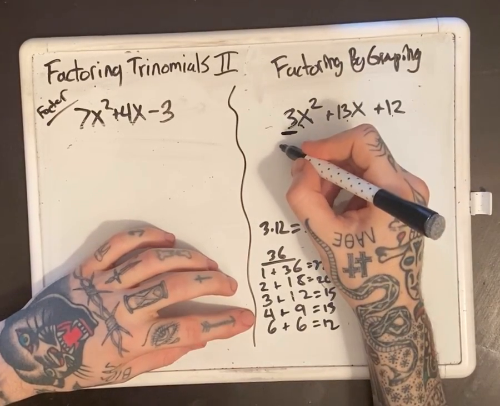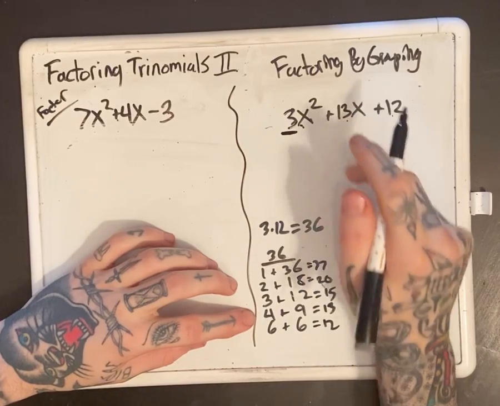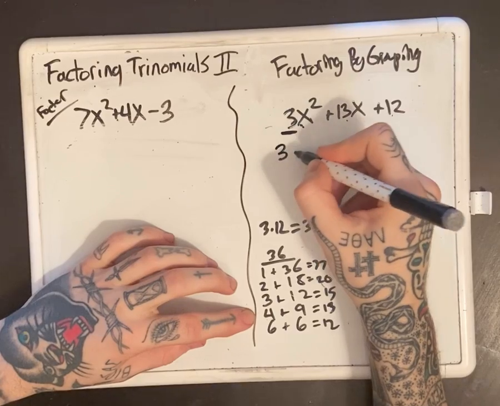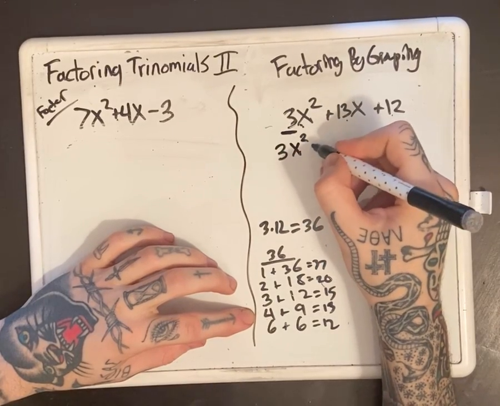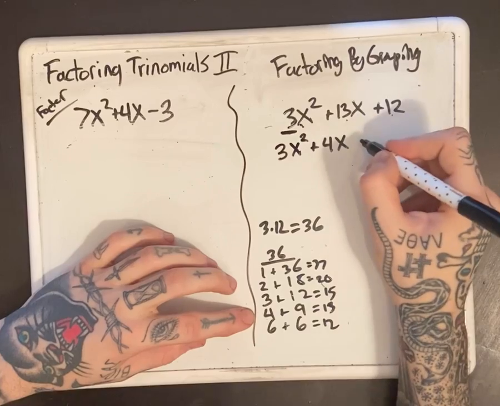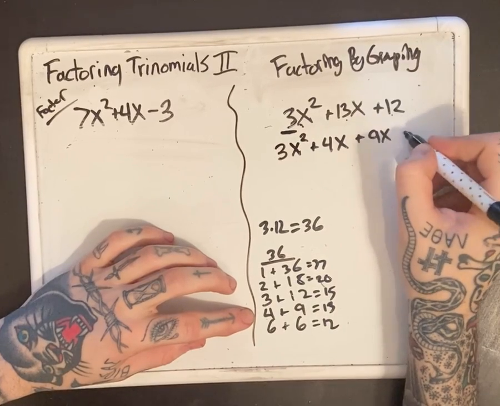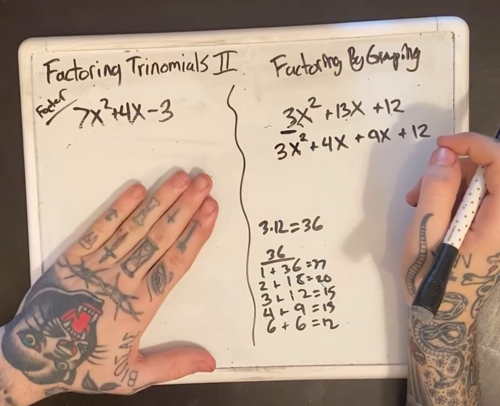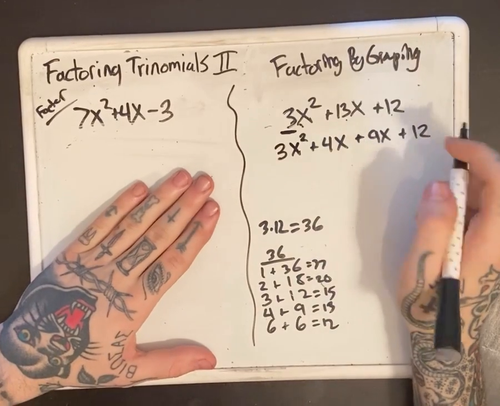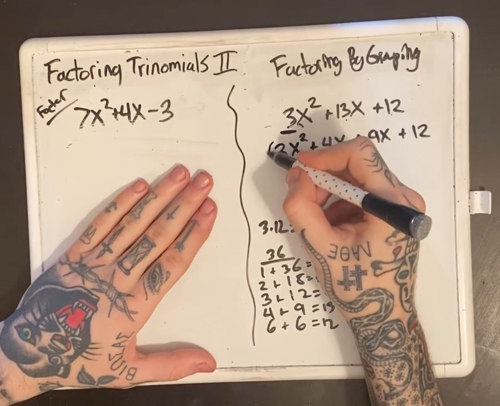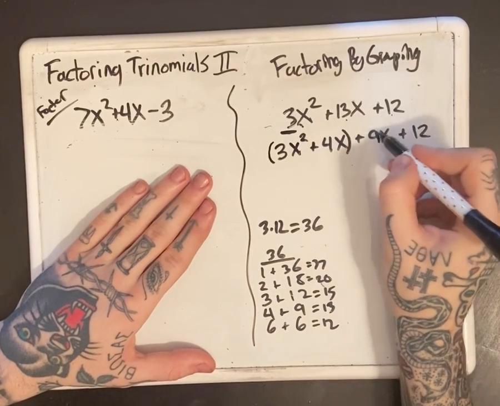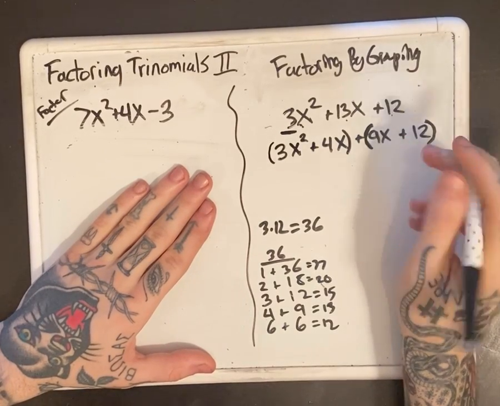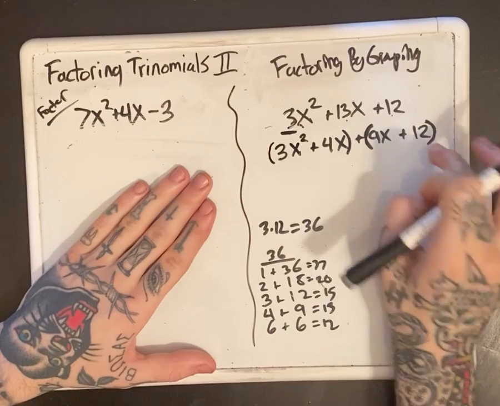So now we're going to break this middle term into those parts. That's why it's called grouping. So 3x squared plus 4x plus 9x plus 12. Okay? So now this is the difficult part. We're going to break these into 2 different groups. So we're going to put these parentheses around it. Since I put these parentheses here, I have to deal with what's inside first.